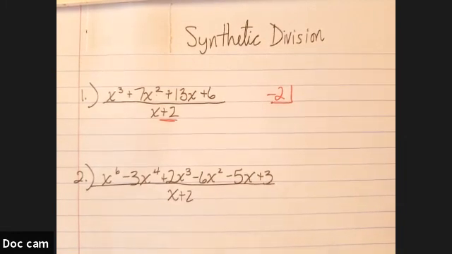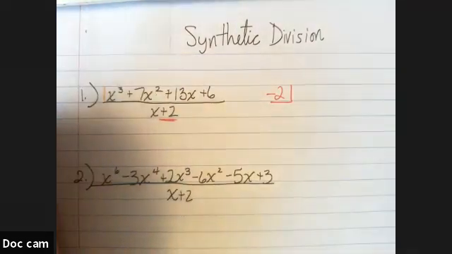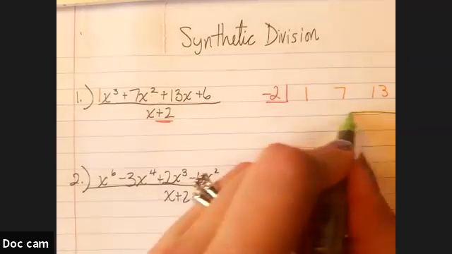And then the next thing we're going to do is take the coefficients from the polynomial in the numerator, and put those all across here. There's an invisible 1 there, so it'll be 1, 7, 13, 6. Then we're going to skip a space, draw a line like this.